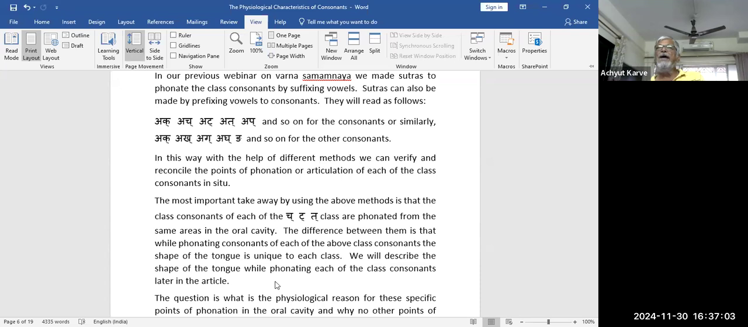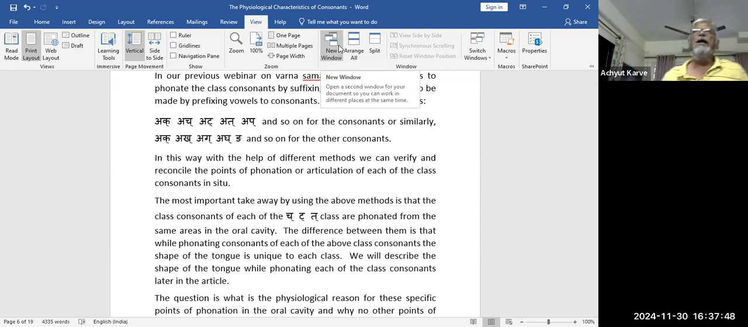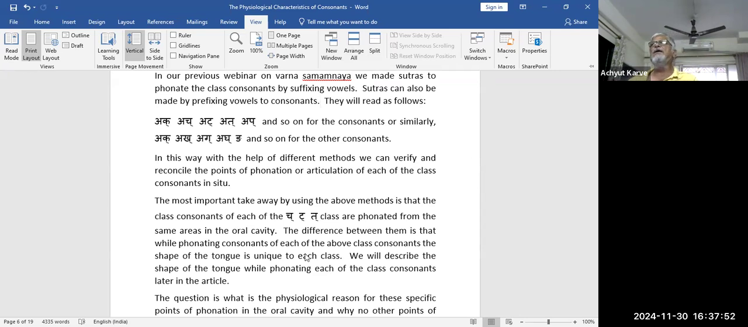They are phonated from the same area in the oral cavity. The difference between them is that while phonating consonants of each of the above class consonants, the shape of the tongue is unique to each class. Here, when I am saying cha-cha, the shape of the tongue is different from when I am saying tata or when I am saying tata. So here the shape of the tongue also becomes important, and you can sense it. So this method helps us to define the point of phonation of the class consonants, and at the same time, also see the shape of the tongue in our mouth. We will describe the shape of the tongue while phonating each of the class consonants later in the article.